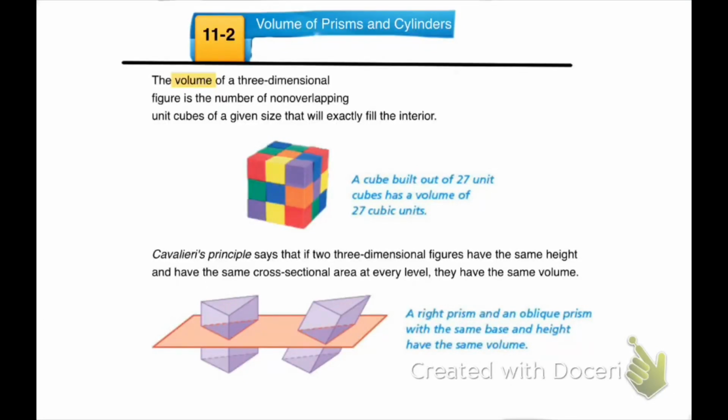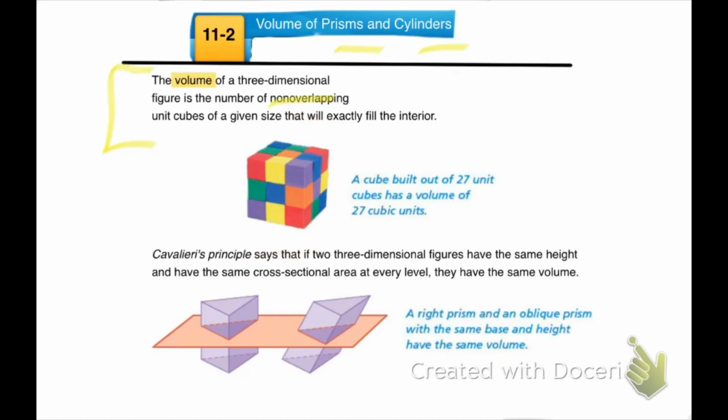Okay, so today we're looking at section 11-2, volume of prisms and cylinders. So what is volume? The volume of a three-dimensional figure is the number of non-overlapping unit cubes of a given size that will exactly fill the interior of your three-dimensional shape. If you were to have a cube, picture a Rubik's Cube, how many of the individual cubes would fill up the entire Rubik's Cube?